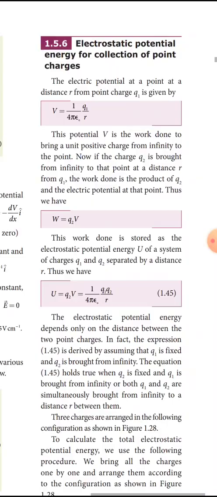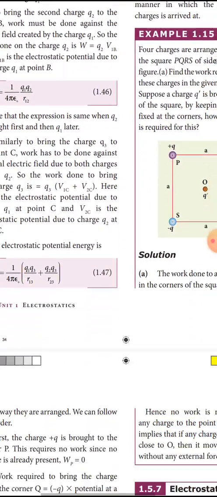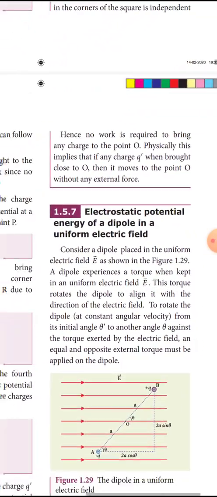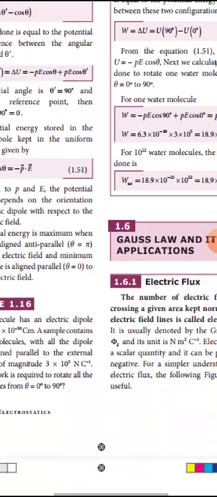So next, electrostatic potential energy for a collection of point charges. So this is electrostatic potential energy of a dipole in a uniform electric field.